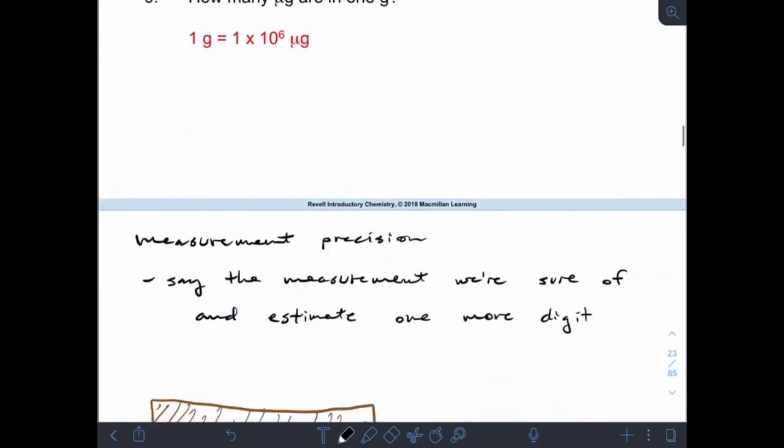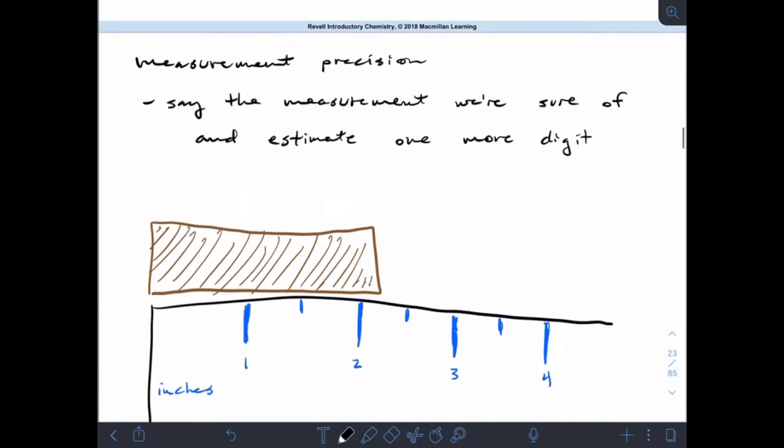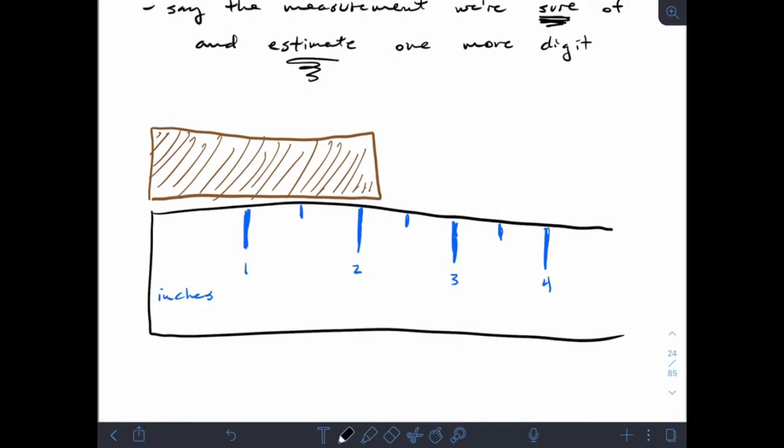So now our next topic that we want to talk about is measurement precision. Okay, so how precise are our measurements? And it all depends on the measuring tool that we're using. When we report those numbers, we say the measurement that we're sure of, and then we estimate one more digit. Right, so let's look at my crude drawing here, and let's say I've got a ruler and some piece of wood that I'm trying to measure. How long is this piece of wood?